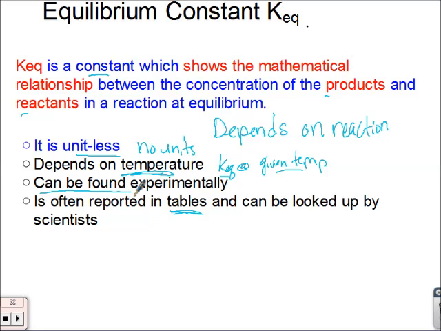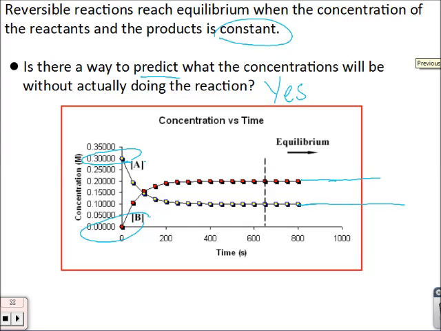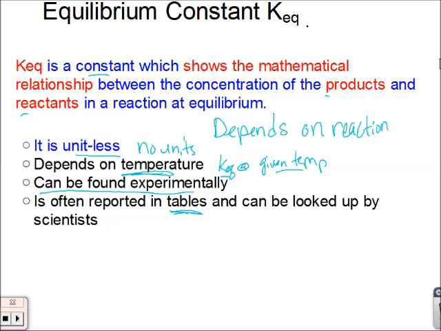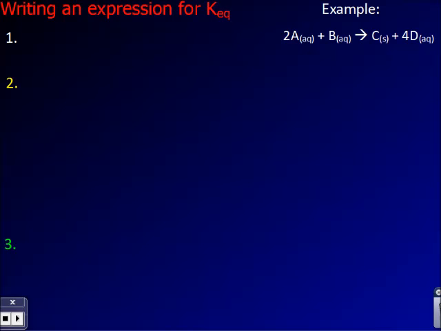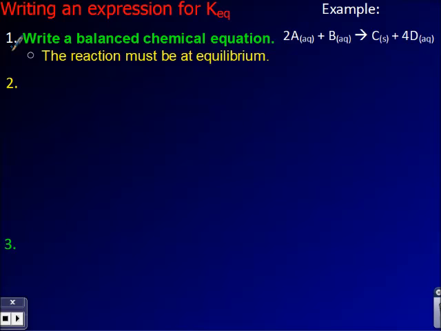I can figure it out experimentally, like we did in this table. They put the two things together, they measured it over time, and they could see eventually it got to an equilibrium point where they're not changing. So that's one way to do it. If you don't want to do it experimentally though, there is another way. So I can write the expression for KEQ. Make sure you have this written down. You will need to know how to do this in class.